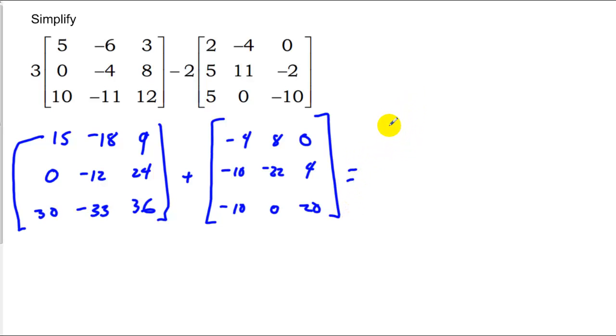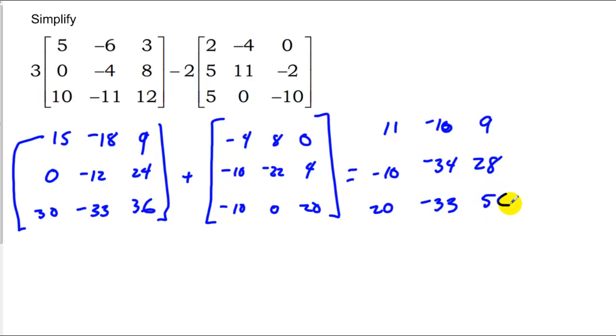Corresponding elements get me 11, negative 10, 9, negative 10, negative 34, 28, 20, negative 33, and 56. Pretty straightforward as far as matrix addition and subtraction goes.